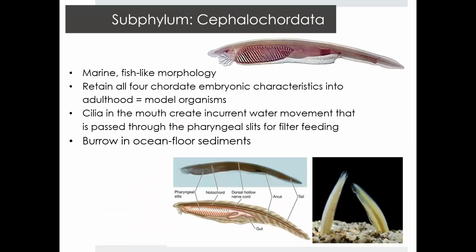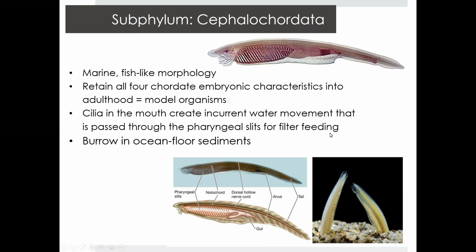All right, so let's go ahead and take a look at the subphylum Cephalochordata. This refers to what we commonly call lancelets. Basically, these organisms are marine, fish-like in morphology, meaning that they're found in saltwater ecosystems. They're not found in freshwater or terrestrial places. And even though they look similar to fish, they're not actually fish.